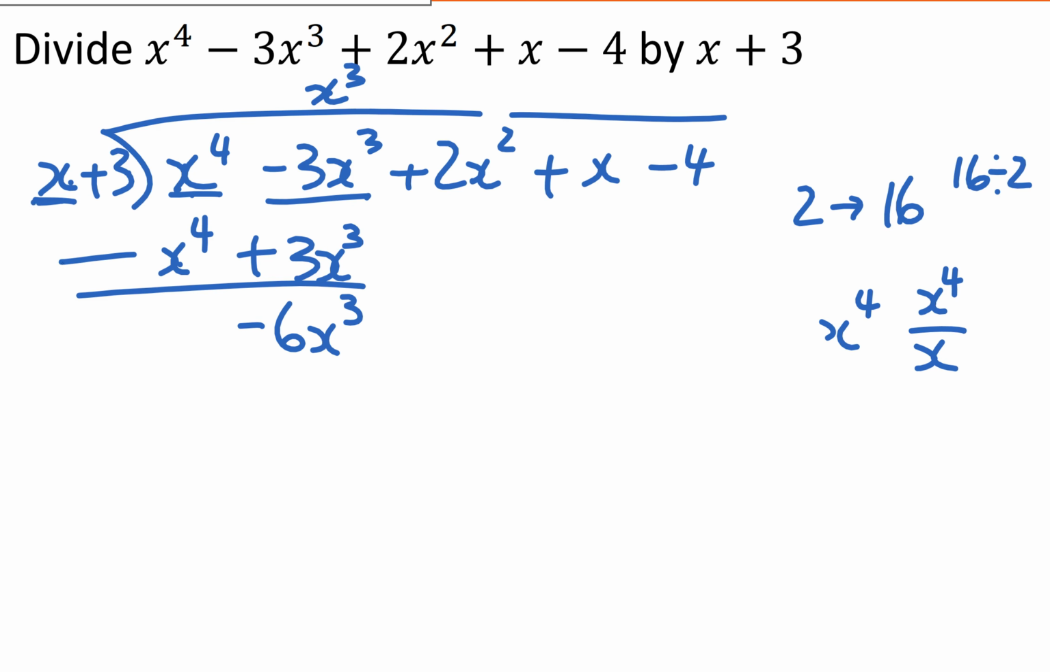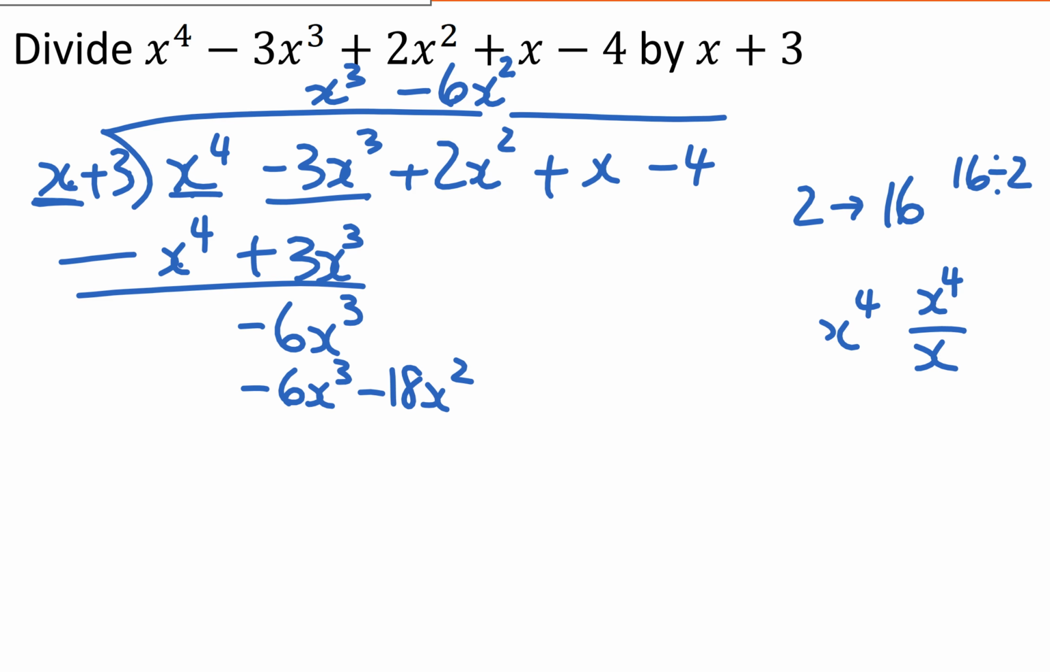Now, how many times does this go into there? Negative 6x squared times. Can you see that? So now this times this gives me my negative 6x cubed. This times this is negative 18x squared. Is that right?